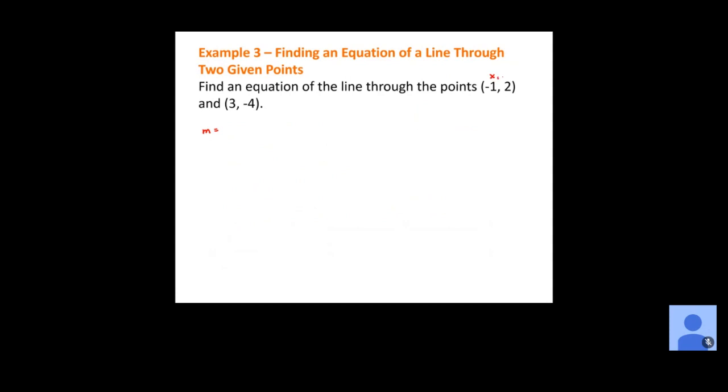We can label our points x1, y1, x2, y2. Remember, we always start with our y values on top. So that's going to be negative 4 minus 2 over, and then we're going to do 3 minus negative 1.